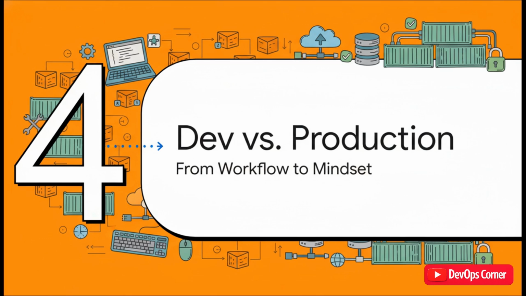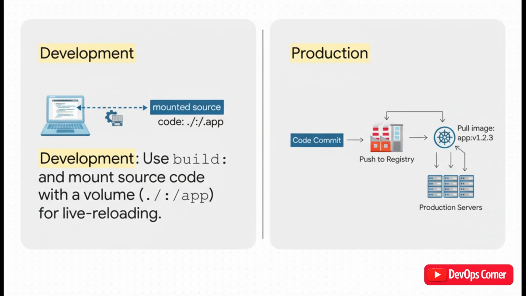It is so crucial to understand that how you use Compose for local development is fundamentally different from a production mindset. In development, our goal is speed. We use the build directive, and we mount our source code directly into the container so we can get that amazing live reloading experience. But in production, our goal is stability and predictability. You never mount source code in production.